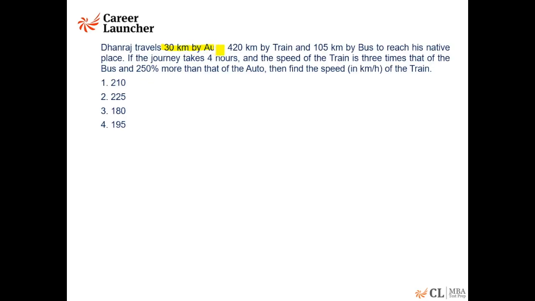Dhanlad travels 30 kilometers by auto, 420 kilometers by train and 105 kilometers by bus to reach his native place. The journey takes 4 hours. Speed of the train is 3 times that of the bus and 250% more than the auto. Find the speed of the train. So we need to find the speed of the train.